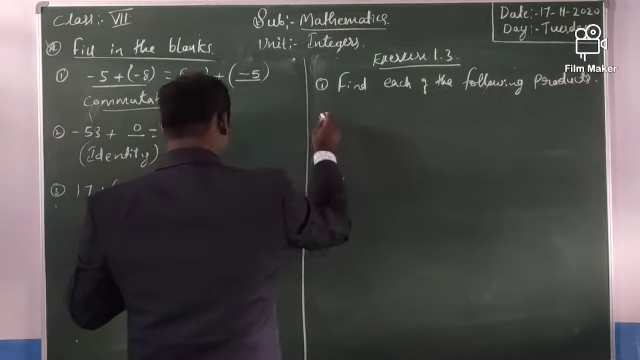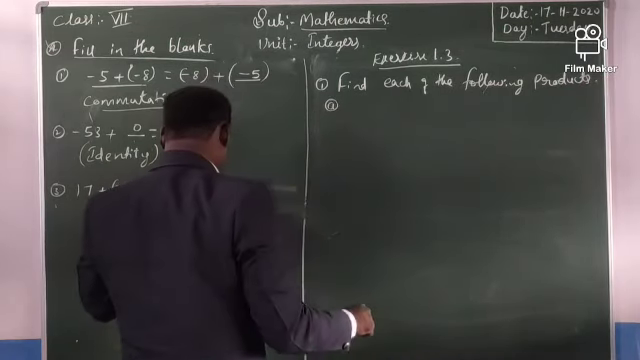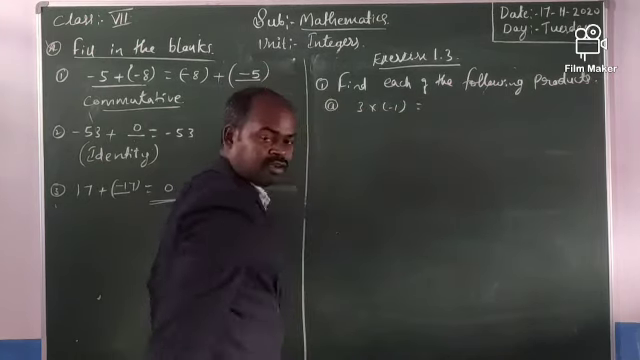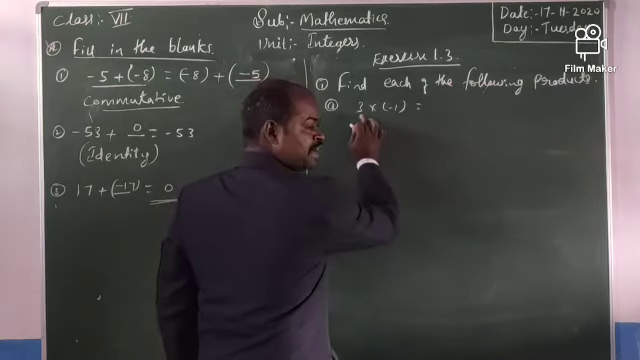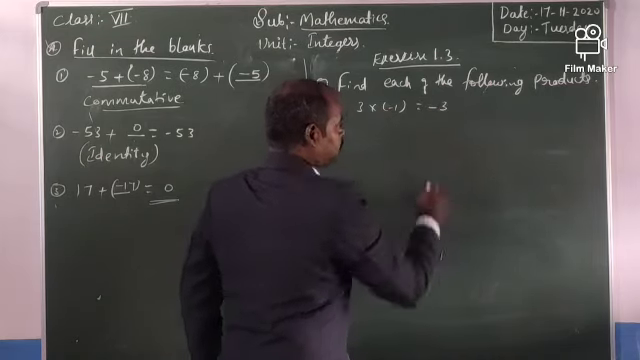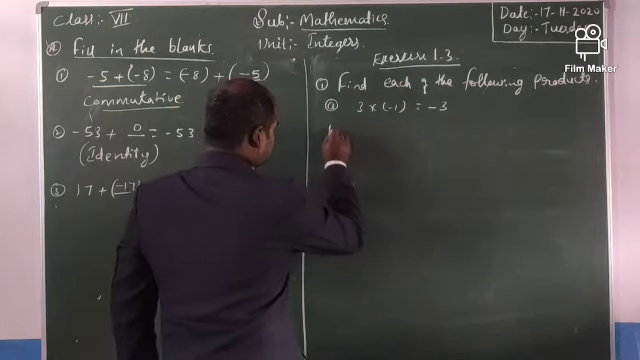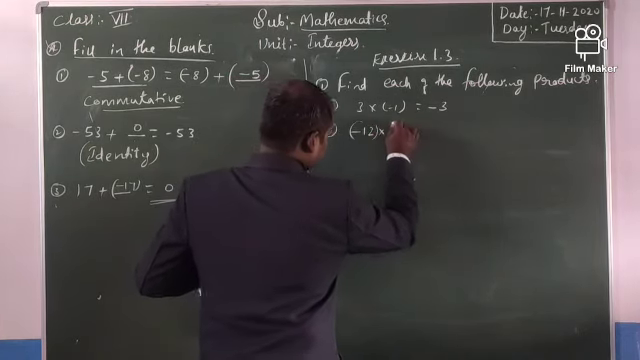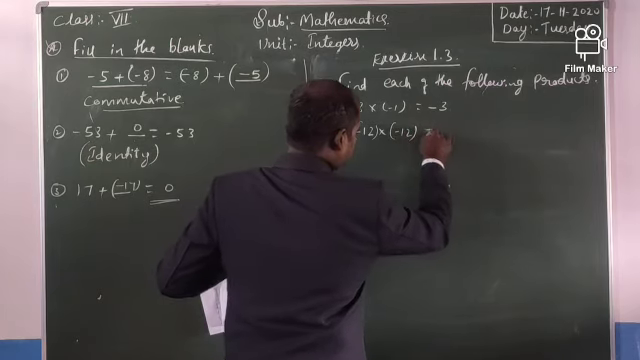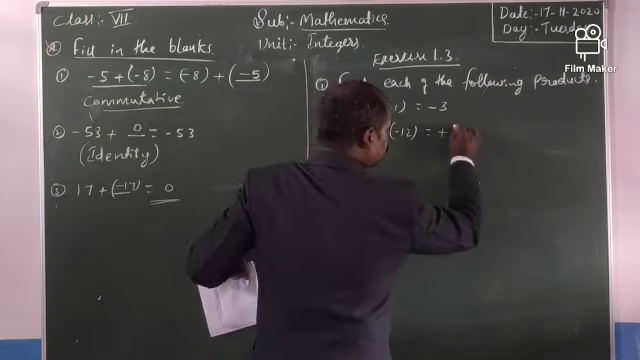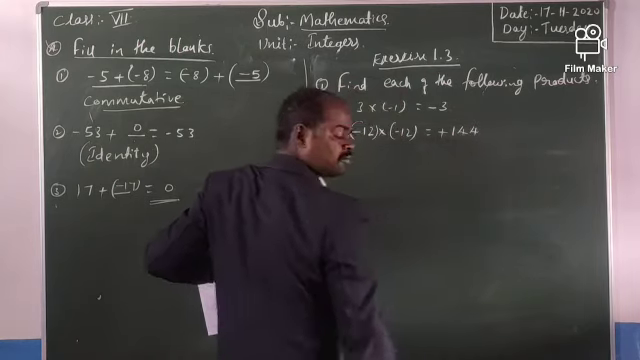In that first one, 3 into minus of 1. We know that it is in the form of plus into minus is minus. 3 ones are 3, that is minus 3. Next, minus 12 into minus 12, which is equal to minus into minus plus. 12 ones are 144.